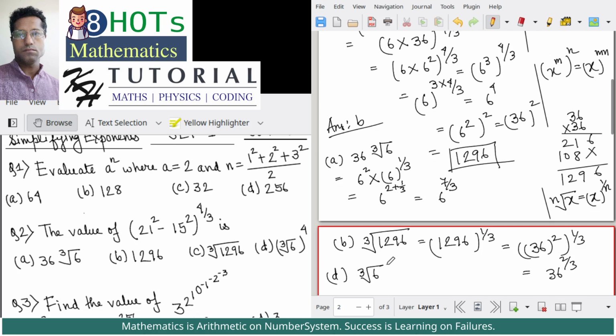And choice D is the cube root of 6 whole raised to the power 4. The cube root of 6 is 6 raised to the power 1 by 3, and this whole is raised to the power 4, so this is equal to 6 to the power 4 by 3. Anyway, the result of the given expression is 1296, and hence the correct choice is B, that is 1296.